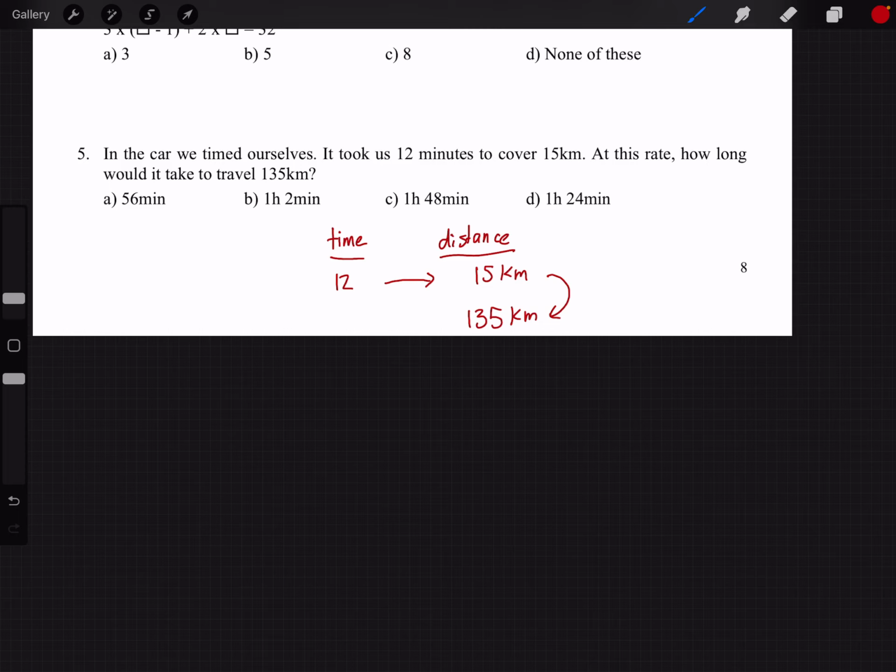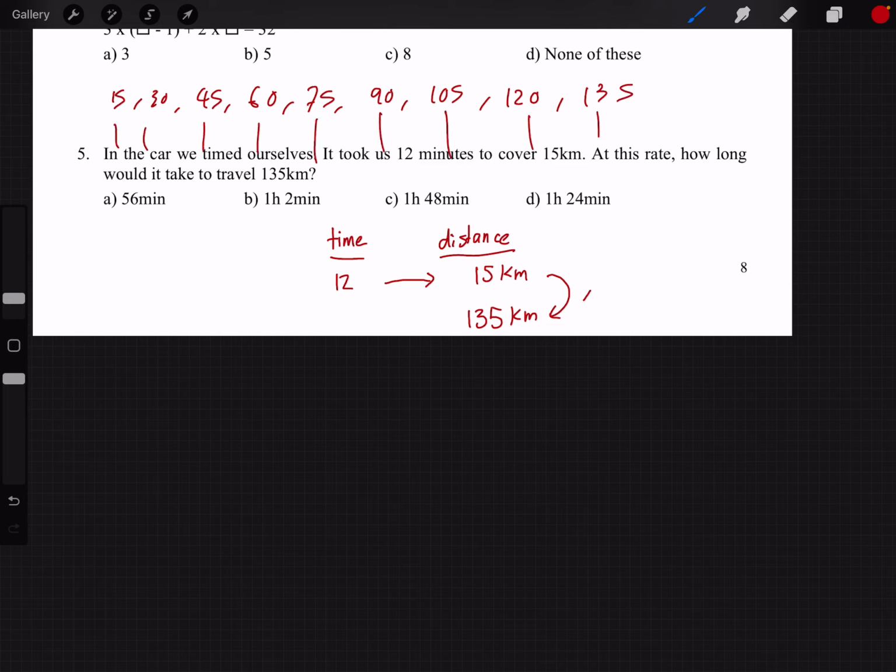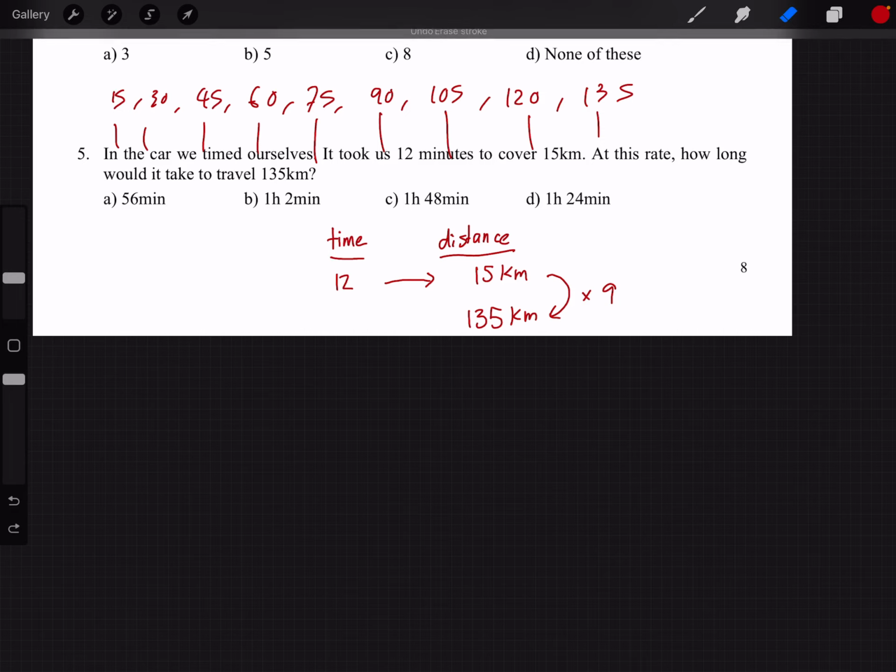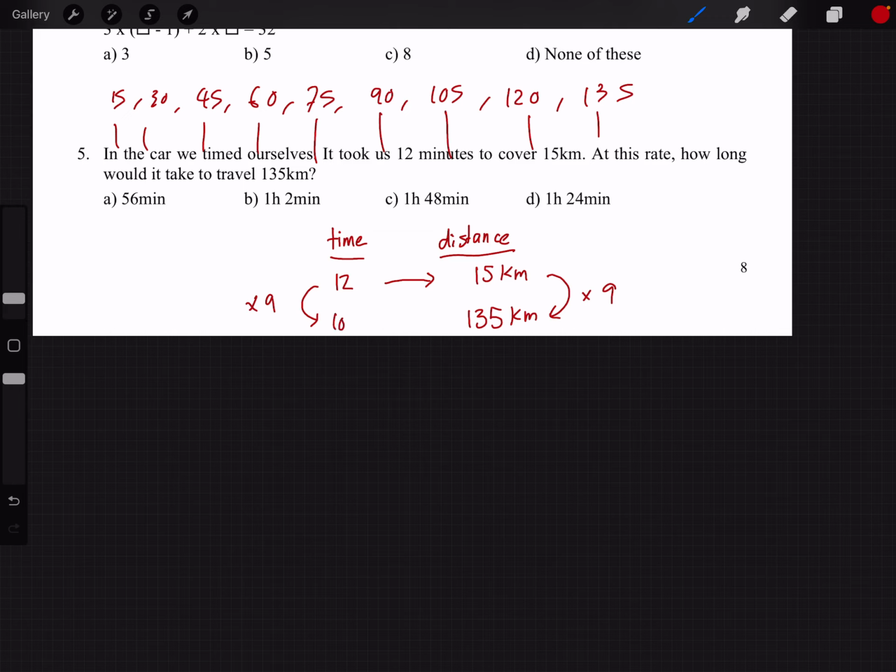Well, you can just test it out. 15, 30, 45, 60, 75 plus 15 is 90, 105 plus another 15 is 120 plus another 15 is 135. 1, 2, 3, 4, 5, 6, 7, 8, 9. This is 9 times more. If you travel 9 times the distance, it's going to take you 9 times longer. So you times it by 9, get the answer. This will be 108 minutes.